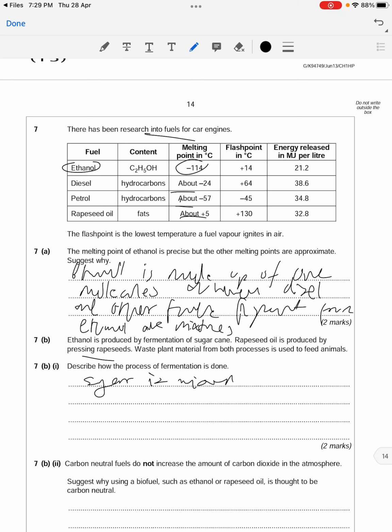You have to mention that sugar is mixed or dissolved in water. Sugar is mixed in water, and then yeast is added for fermentation to occur. And the enzymes are added. So you can mention that the sugar is mixed in water, and the yeast is added.